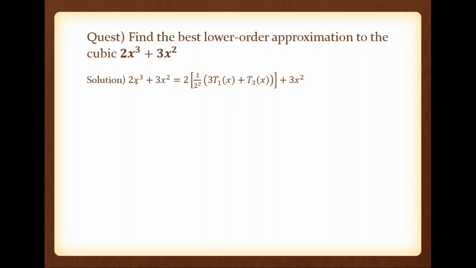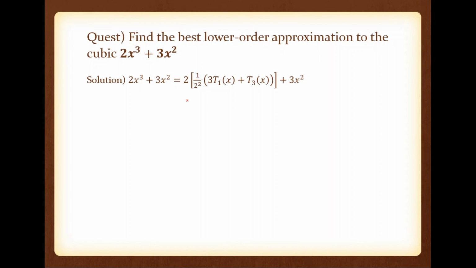So please note, 2 into, we are expanding x cube. What is x cube? X cube is equal to 1 by 2 raised to 2, 3 T1 of x plus T3 of x. As we are finding the best lower order approximation, what is the meaning? We need to remove this x cube. No need to remove x square. So we are not replacing x square with Chebyshev polynomial. We are just replacing x cube. So now expand this bracket.